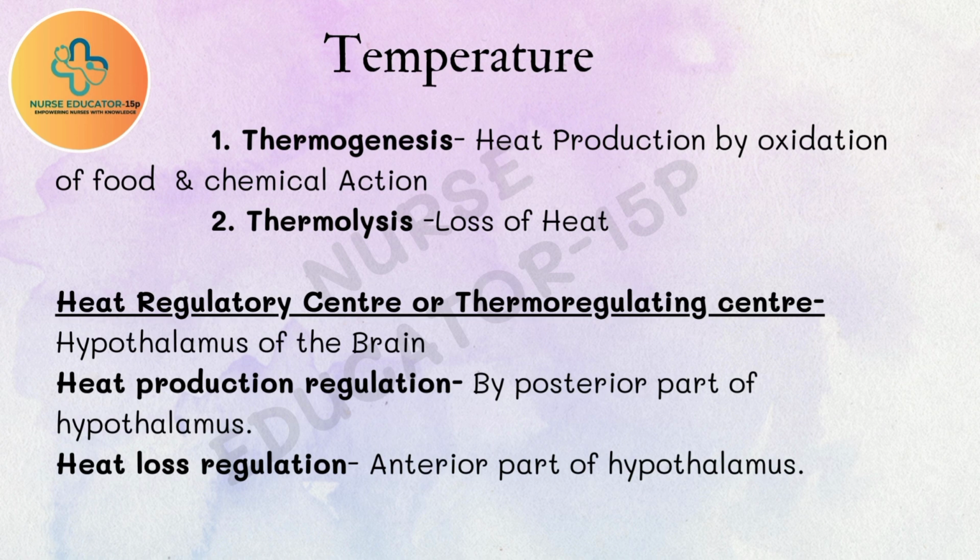Thermogenesis is heat production by the oxidation of food. If you eat food, the kilocalories are burned, so heat is produced in the body. Thermolysis is heat which is lost from our body through the skin, by radiation, evaporation and conduction, and through lungs, kidney and bowel. The heat regulatory center in our body is the hypothalamus. Heat production is regulated by the posterior part. Heat loss is regulated by the anterior part.